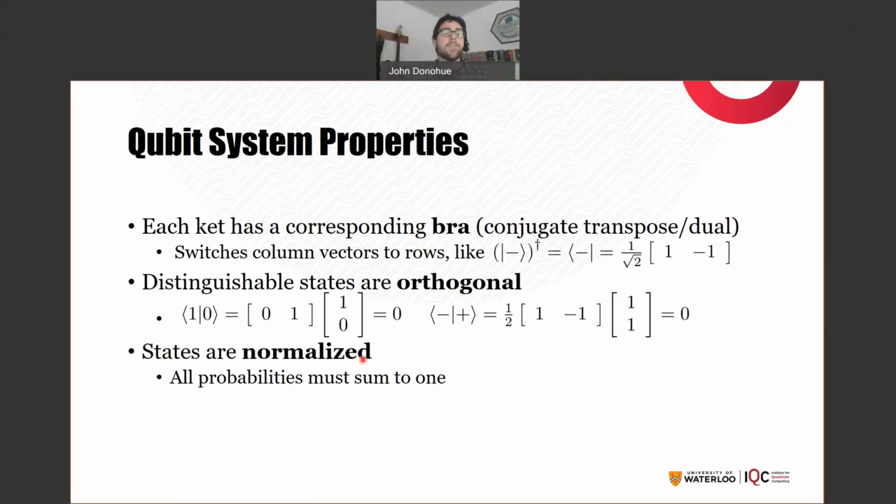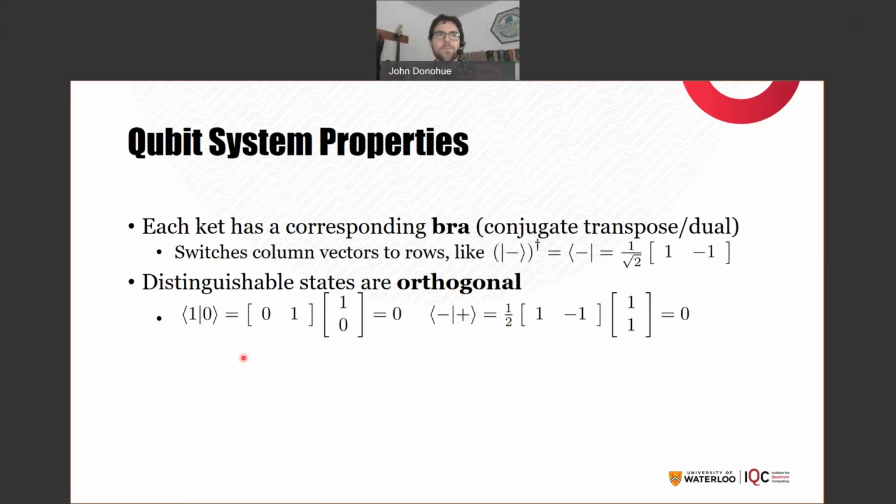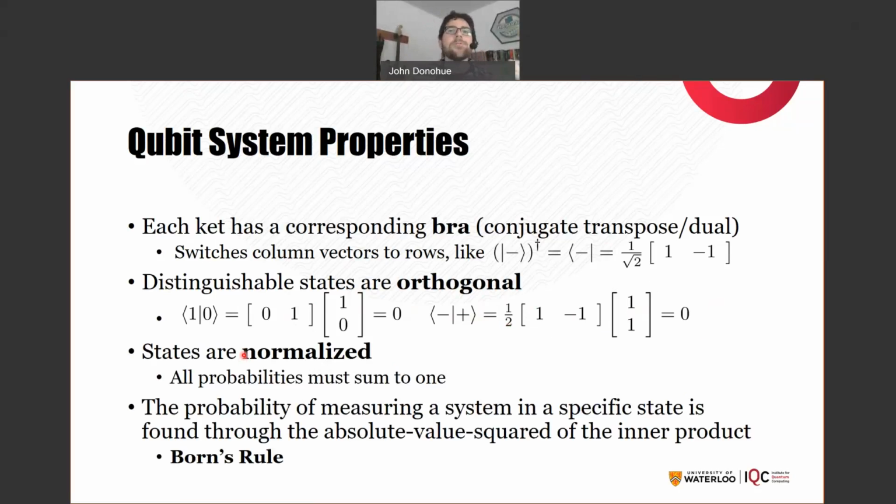States are normalized, which can be interpreted as all probabilities must sum to 1. Makes sense when we get to this next rule. The probability of measuring a system in a specific state is found through the absolute value squared of the inner product. And this is called Born's rule. So let's dive into Born's rule just a little bit.